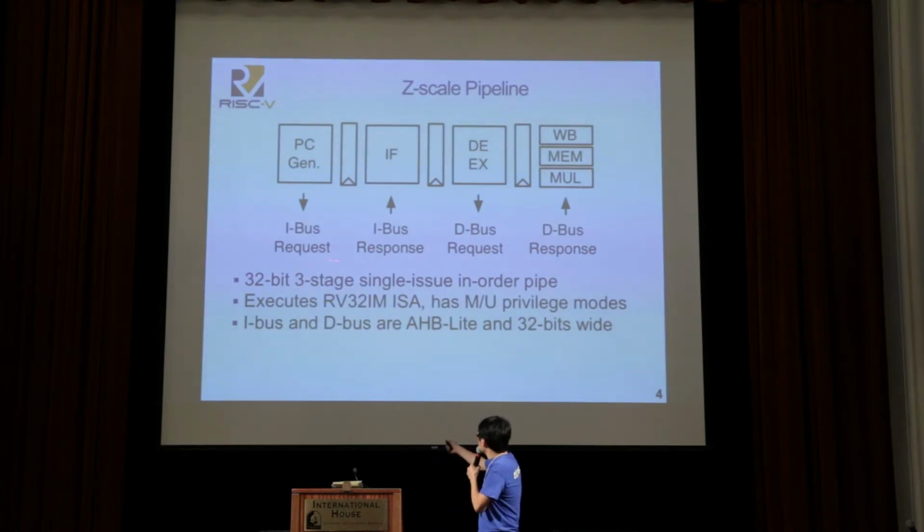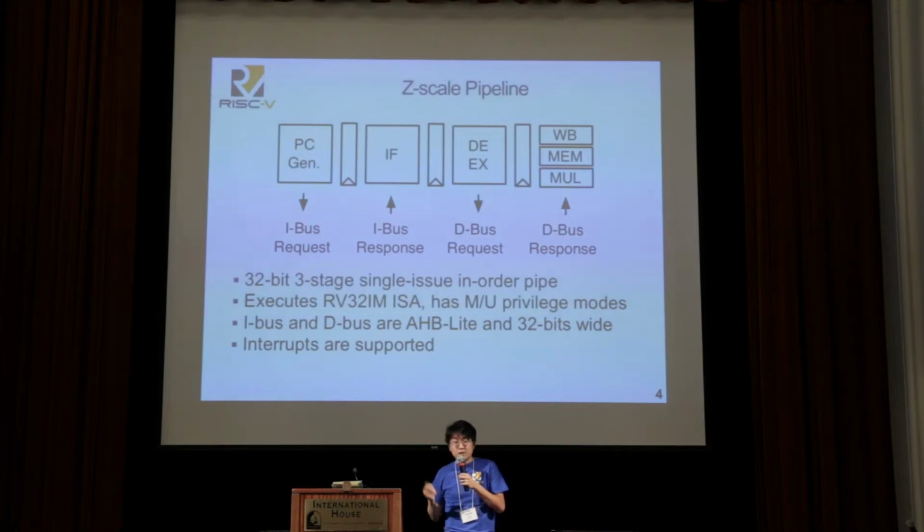The iBus and the dBus coming out here: the request comes out of the PC Gen stage, the response comes back in the fetch stage, the dBus request goes out in the execute stage, and the response comes back in the write back stage. All these buses are AHB-Lite and 32 bits wide. If there's a memory instruction stuck over here, or a multiply or divide instruction is going on here, all the instructions are stuck in the decode stage and cannot proceed further. Interrupts are also supported because we're supporting the M and U privilege modes. This time we will actually publish a microarchitecture specification to standardize this simple three-stage pipeline so that there's only one kind of implementation out there.